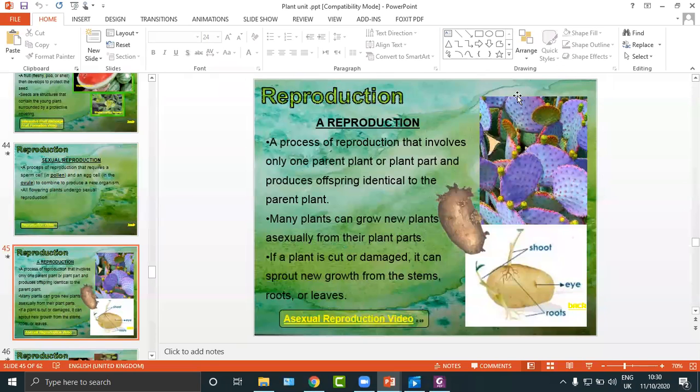Page 68. What are other ways plants can reproduce?